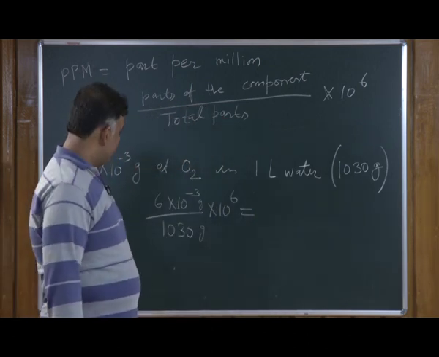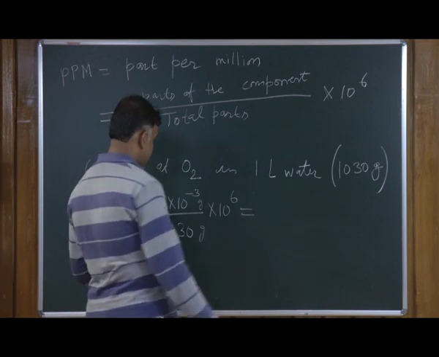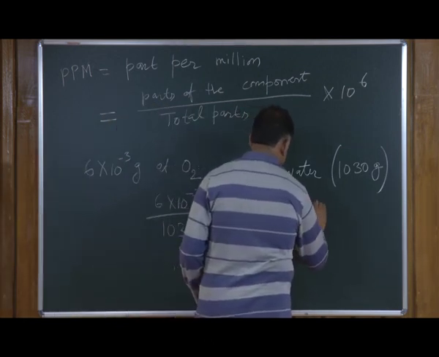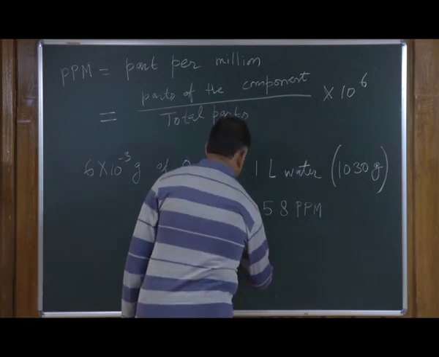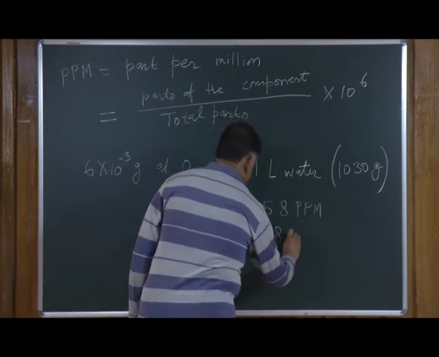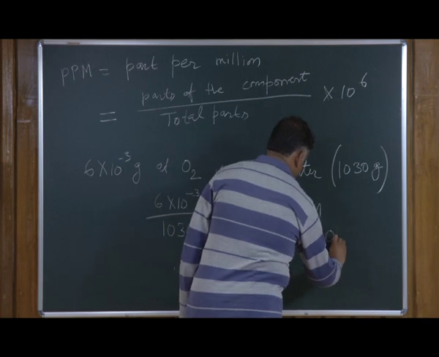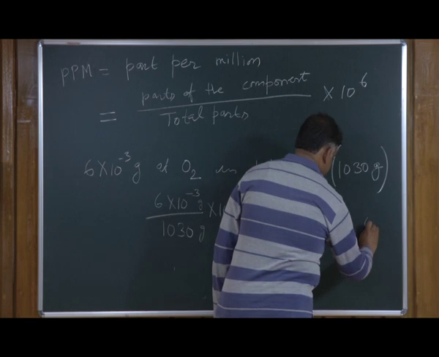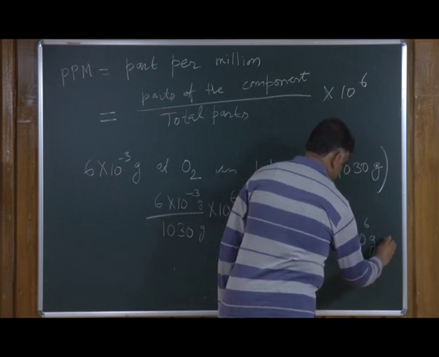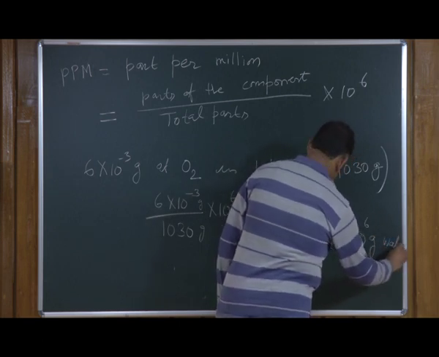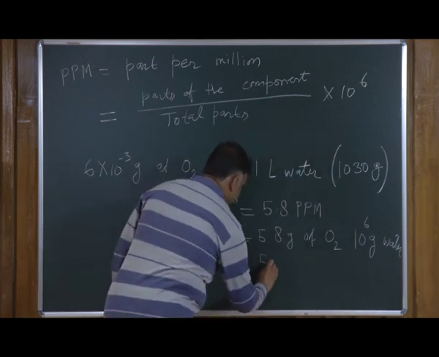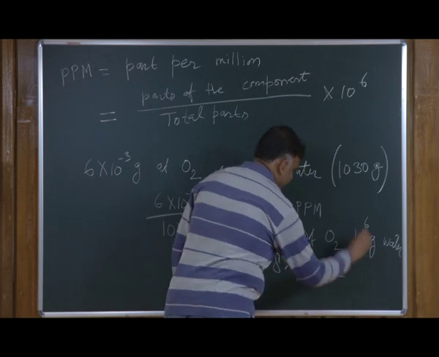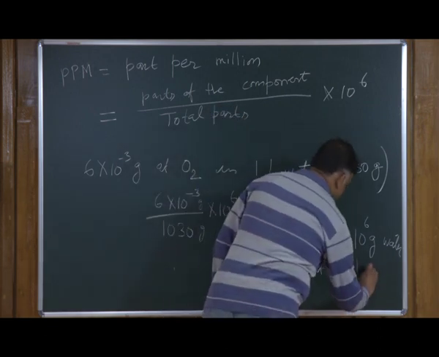So, if we do the calculation, we will get answer as 5.8 ppm. It means 5.8 gram of O2 in 10 power 6 gram of water, sea water, or 5.8 microgram of O2 in 1 gram of water.